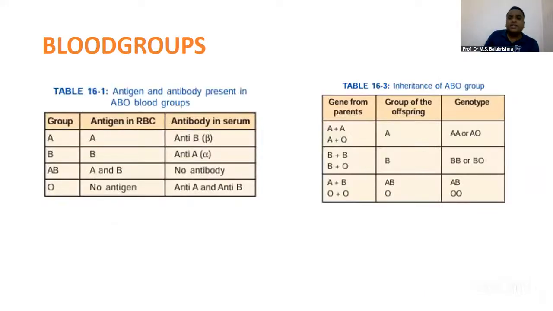Then coming to your antigen antibody reaction, that Rh negativity or positivity, what we study. So it is an antigen antibody, Rh. For group A, the antigen in the RBC will be A only, and antibody anti-B will act. In group B, antigen in RBC will be B, and antibody in serum will be anti-A. For AB, antigen in RBC is A and B, and there is no antibody. For O group, there is no antigen in RBC, and antibody in serum is anti-A, anti-B.